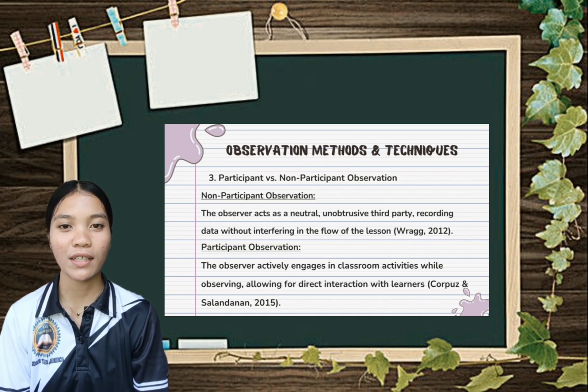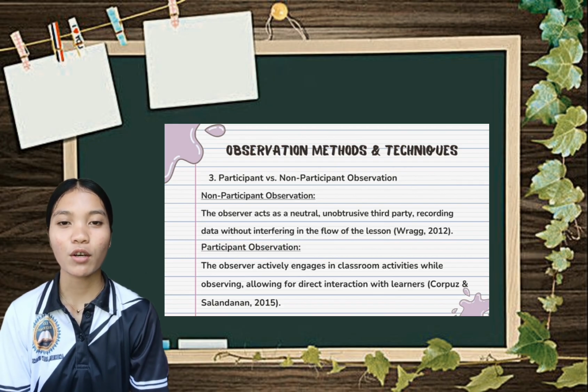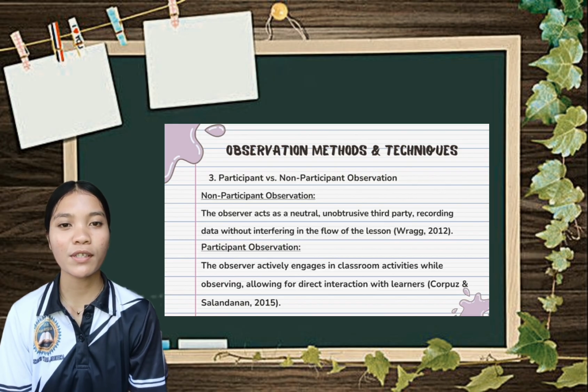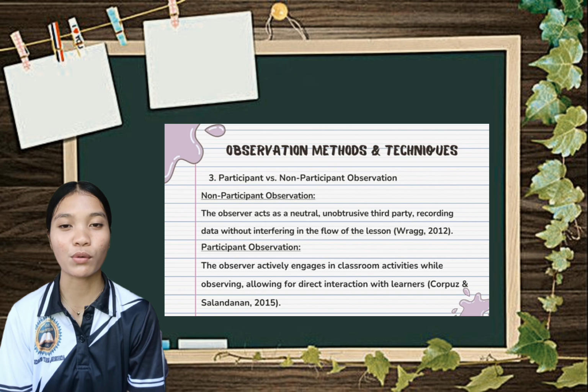Let us first look at non-participant observation. In non-participant observation, the observer acts as a neutral and unobtrusive third party. For example, a student teacher may sit at the back of the classroom and observe the teacher and student without interfering with the lesson. The observer's main role is to watch and record what happens. On the other hand, we have participant observation. In participant observation, the observer actively participates in classroom activities while also observing.